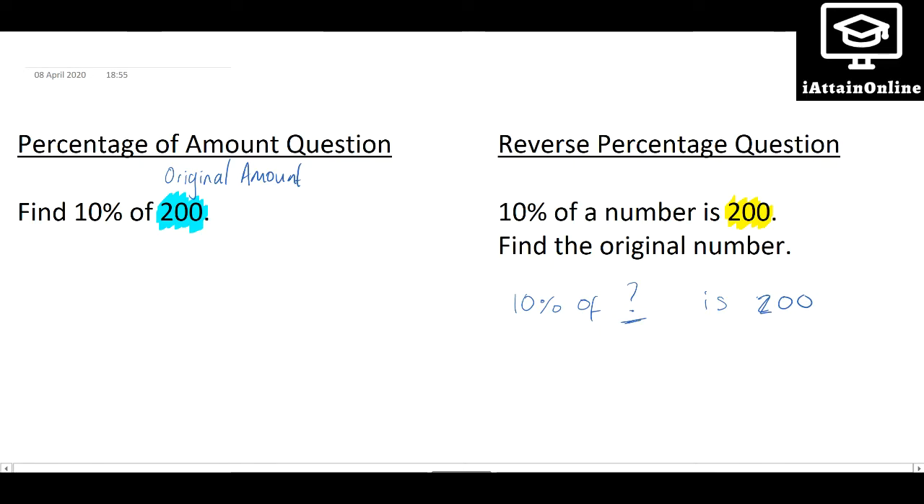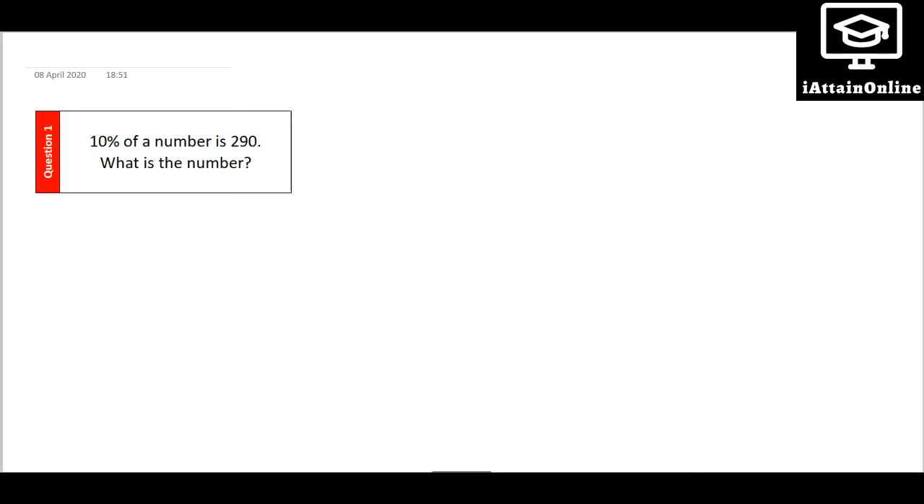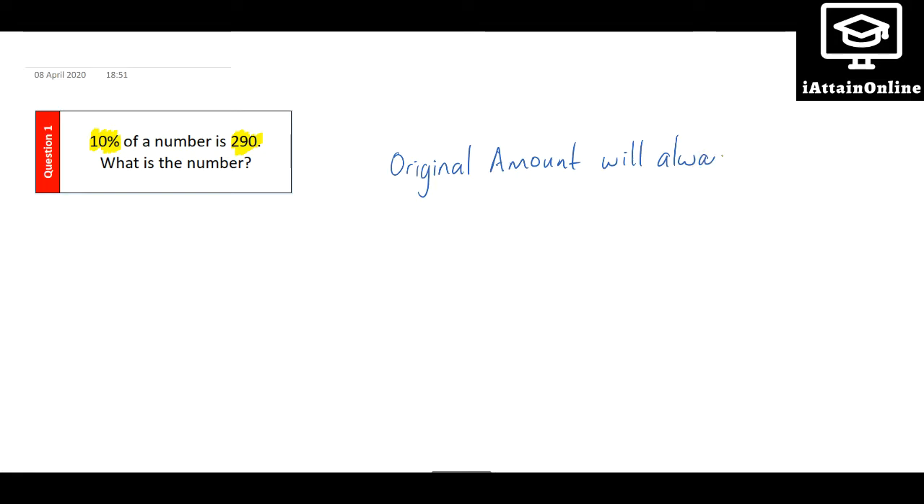So I've got three examples to go through. Let's start with the first one. You are given the number 290, and we are told that that is 10% of the amount we're looking for. So we need to work backwards and try to find the number. The first thing you need to realize is that the original amount, the amount that we're trying to find, will always be 100%. So we want to find out what that 100% is worth.